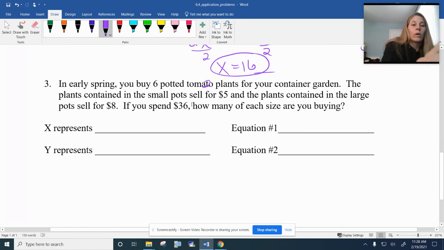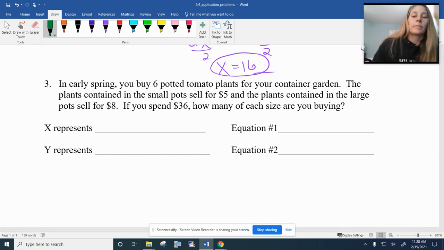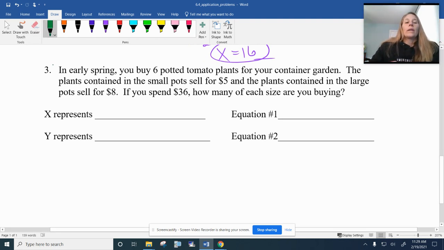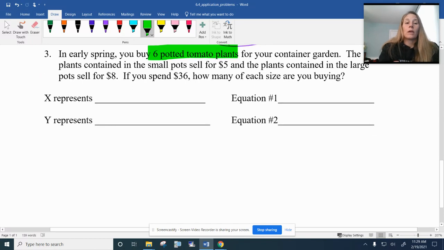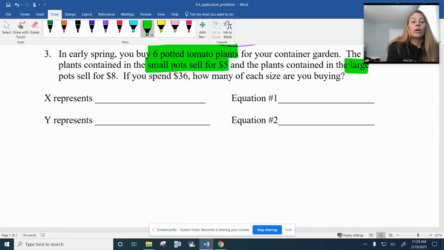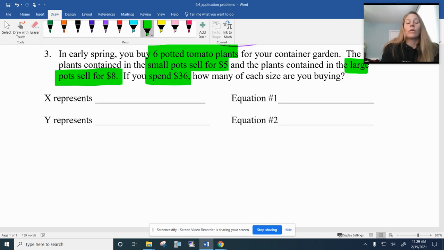All right, so we got one more problem here using this cost and quantity setup. So in early spring, you buy 6 potted tomato plants for your garden. The plants contained in the small pots sell for $5, and the ones in the large sell for $8. If you spend a total of $36, how many of each are you buying?